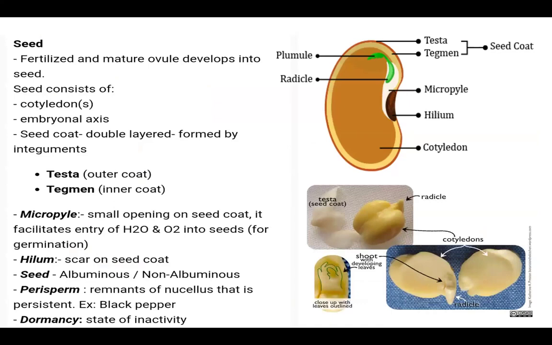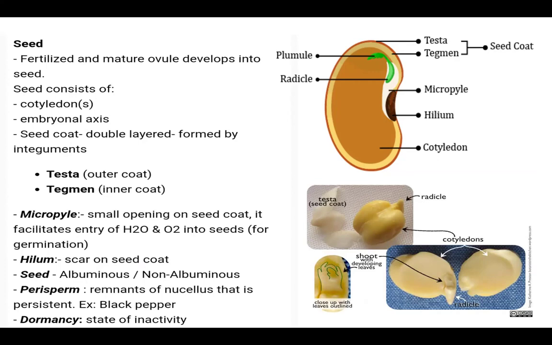Now, coming to a seed. It's a fertilized and mature ovule which develops into a seed. It consists of cotyledons; it may be monocot, it may be dicot. It has an embryonal axis and a double-layered seed coat formed by integuments. There are two seed coats, one which you can remove, like in peanut or chickpea. You just soak the seed in water and you can go ahead and peel it off.